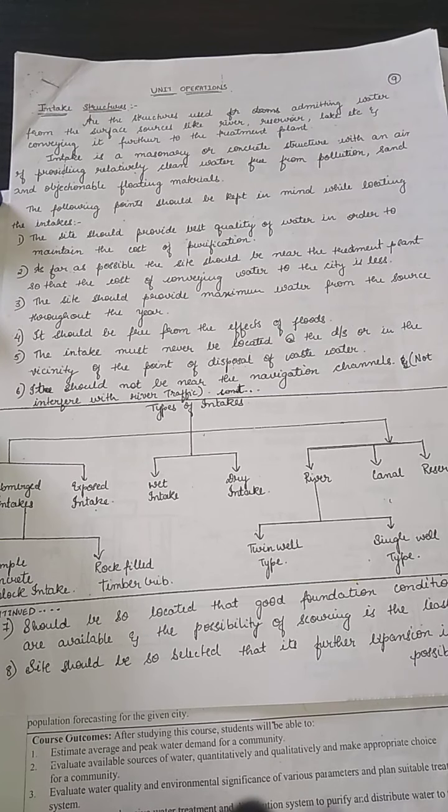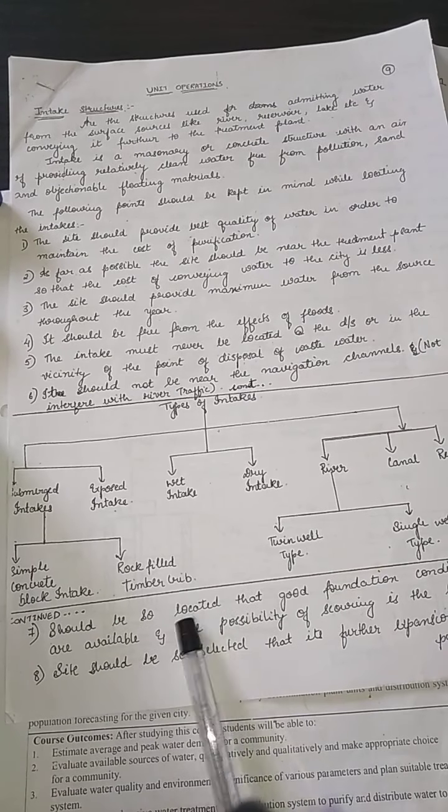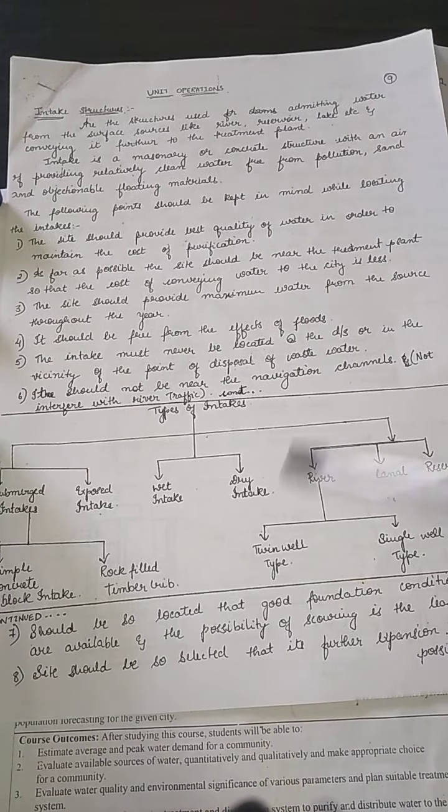Then we will be seeing what are the different types of intake structures. Regarding this, I have given a more detailed explanation, but just now we are going to overview it. First is submerged intake. In submerged intake, we are going to have the simple concrete block intake, then rock filled intake. Then we are going to have wet intake and dry intake. We have discussed in detail.